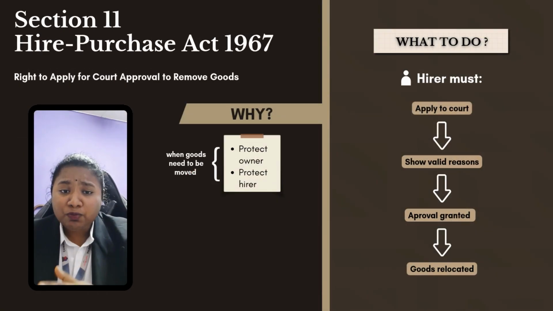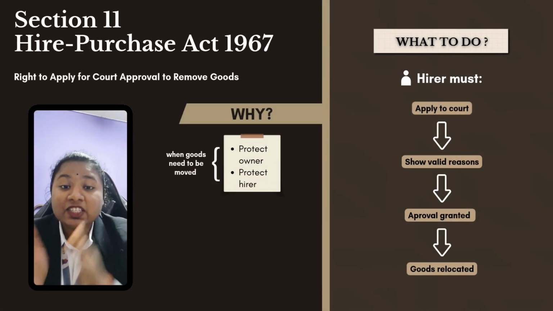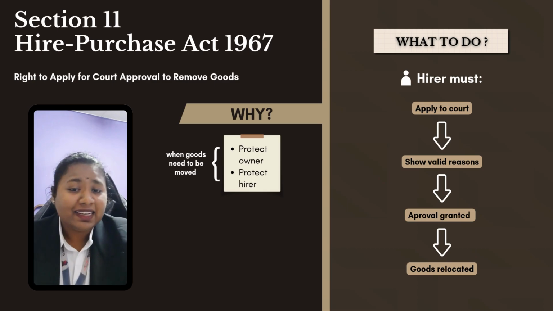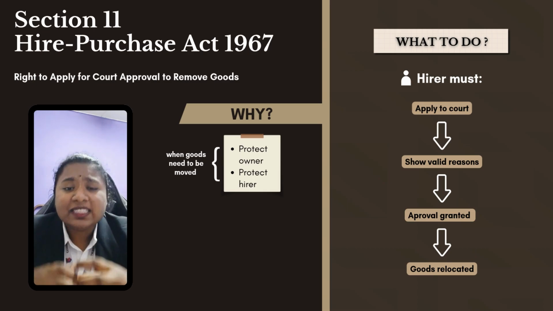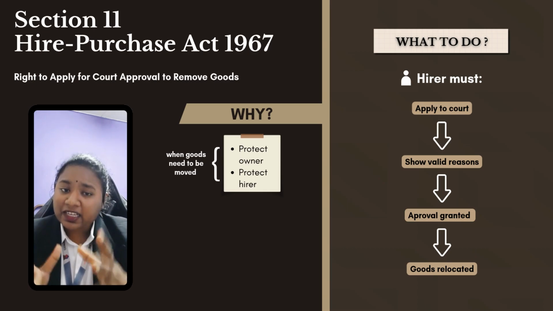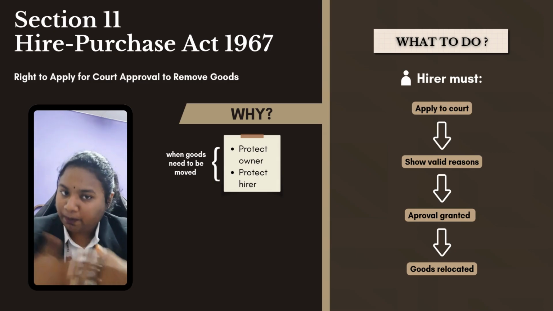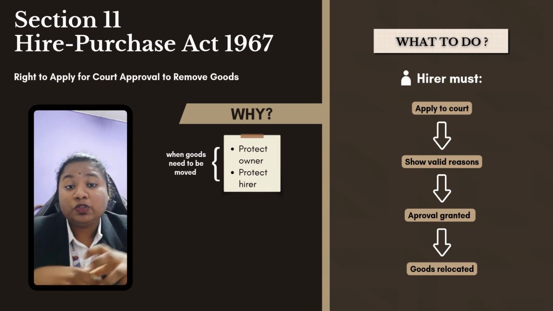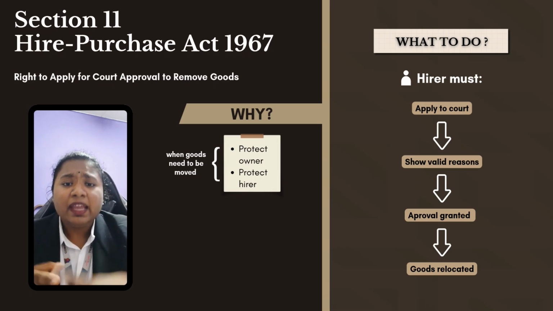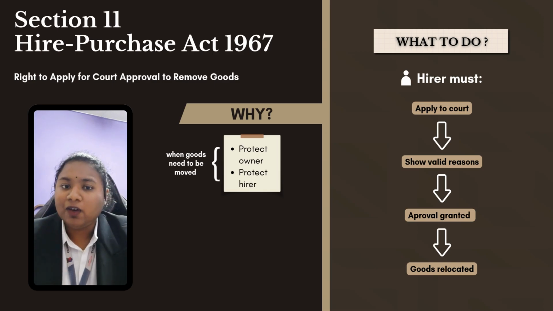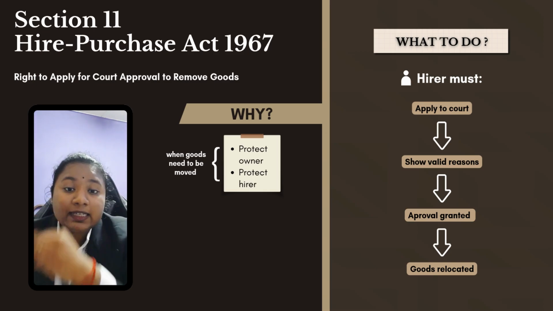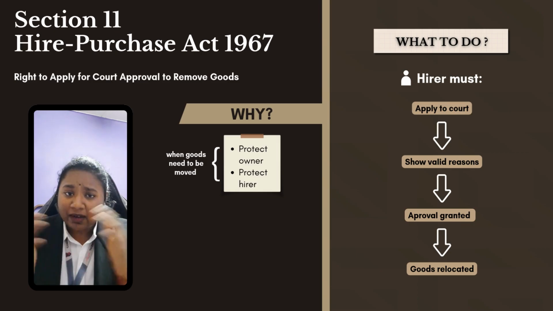Okay, now let's move to the next section, which is Section 11 of the Hire Purchase Act 1967. This section is a little bit more interesting. It is all about protecting goods from being taken unfairly. Let me use the previous example. If the owner wants to take back the fridge and the air cooler, he cannot just simply walk to Sir Parthiban's house and take the goods. There is a procedure the owner has to follow. There is a legal procedure.